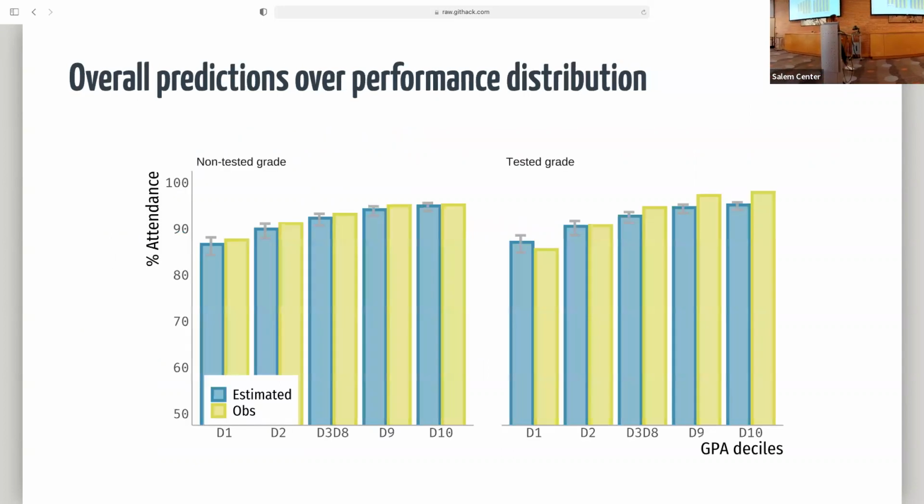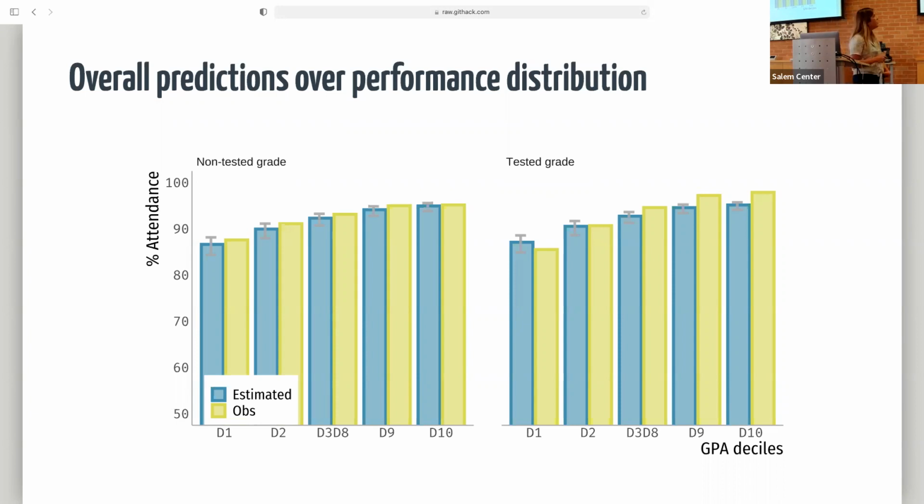Okay, so as I mentioned, these are basically the non-tested grades, and this is the tested grades. So you can think about this kind of as our control group to a certain extent, right? So we're predicting how would attendance look on the day of the test for kids that did not experience the test. It was the day of the test for the tested grades, but not for the other, right? So if a kid is in 3rd grade and the 4th grade in their school was tested, then the 3rd grader would be here and the 4th grader would be here, right?